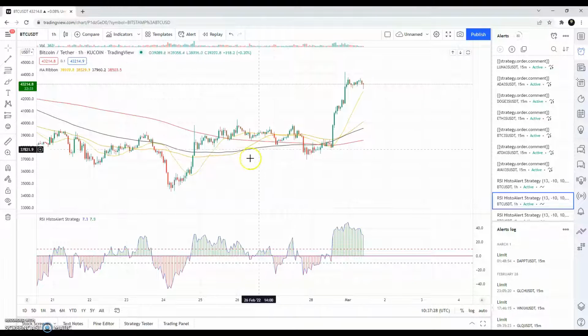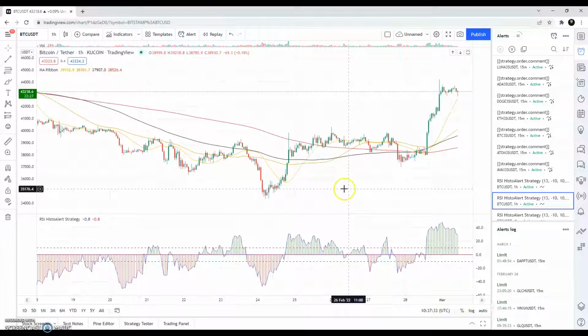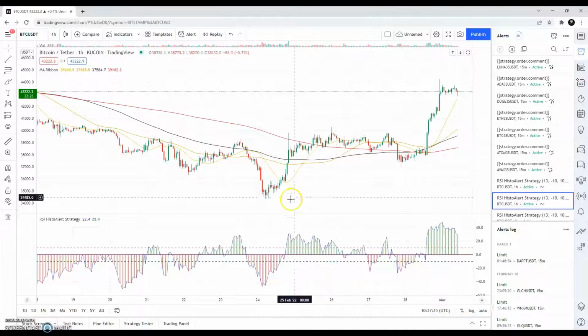All right? Or vice versa. If we're doing a short, if it's not going to go down and keep going down, we're going to get out as well. So here's the next setup, was right here.